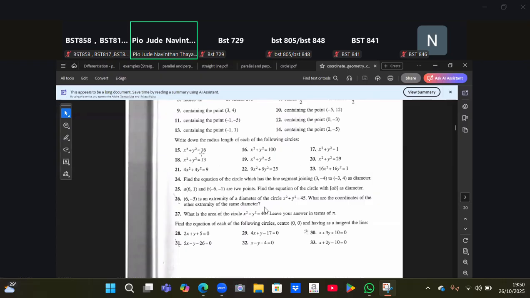So x square plus y square is r square, 16. That is 4 square, therefore radius is 4. Here, all are okay. And you can see 4x square plus 4y square, you can divide by 4. 9x square, 9y square, you can divide by 9. 6, divide by 6. And find the equation of a circle which has the line segment joining this and this.